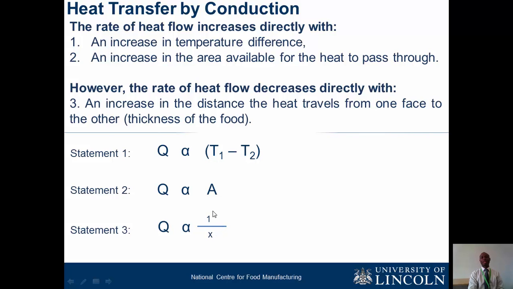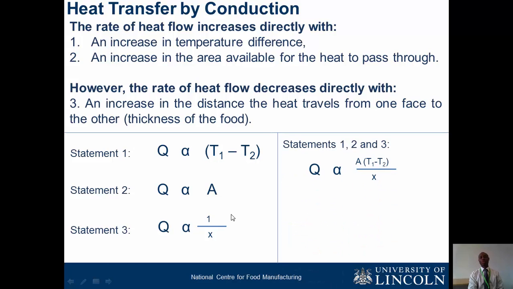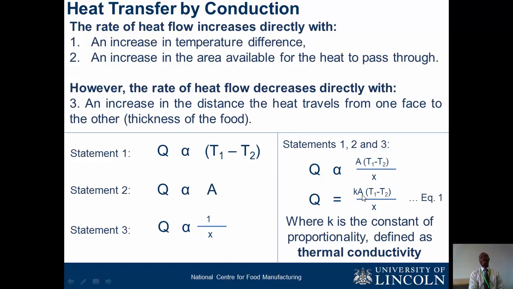Now let's combine them together. If you combine the three equations together, this is what we're going to have. Q is directly proportional to A multiplied by change in temperature divided by X, which is the thickness of the food material. Now we want to introduce a constant of proportionality K. So if you change your proportional sign to an equality sign, you have your K, and our K is defined as thermal conductivity. So I want you to please take note of this first equation, which says that Q equals KA dT over X. Please take note of that equation.